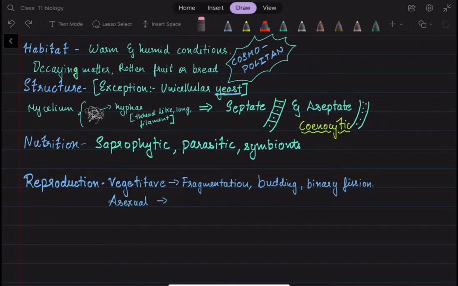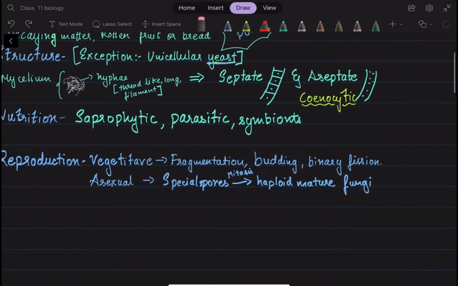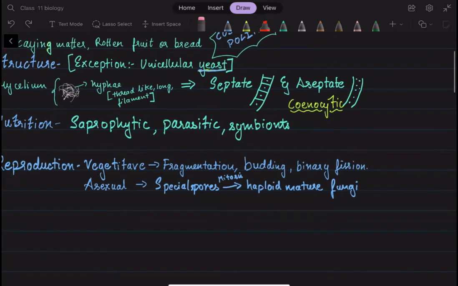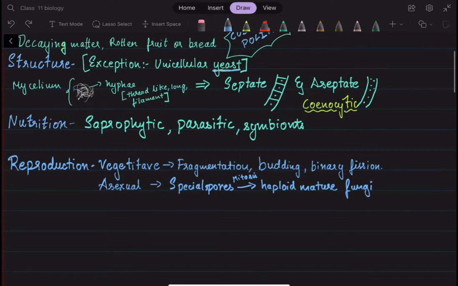And asexual reproduction. In asexual reproduction, we see special spores called asexual spores, and these spores are haploid in nature, and they perform mitosis to form a haploid mature fungus. So fungi are basically haplontic in nature. Their main body is haploid. They have only n number of chromosomes present in them, not 2n, not diploid. These special spores differentiate through mitosis and form the mycelium of the mature fungus.